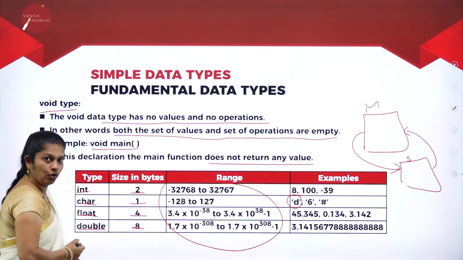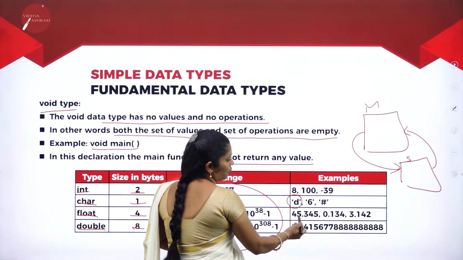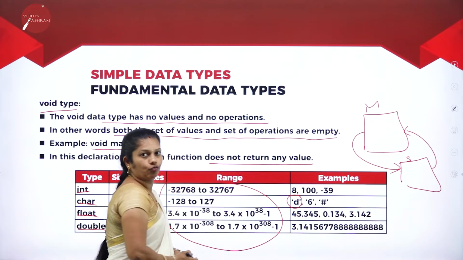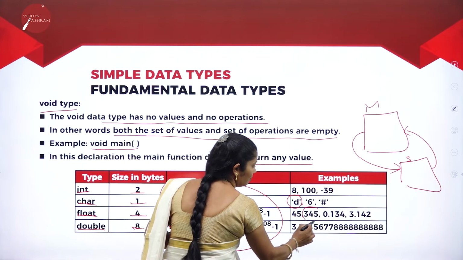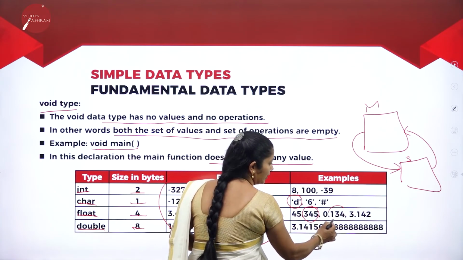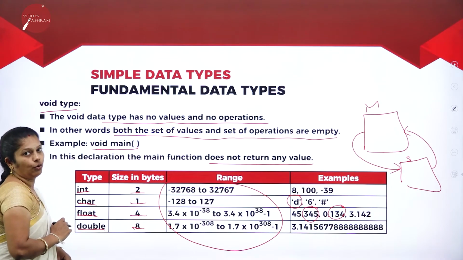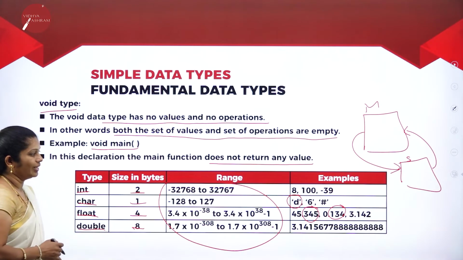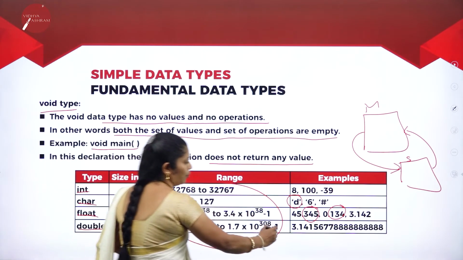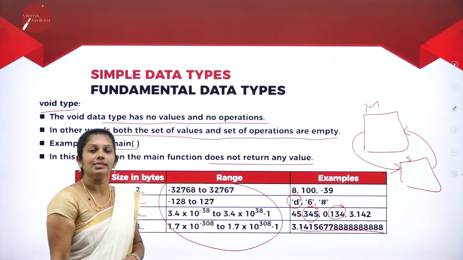But when we come to float, it contains the fractional part. Here if you observe, 45.345, after the point we have some values. That is float, for example, 0.134. After the point, if you have some values, then it can be called a float data type. And the next one, double. Here, after the point, if you have a large fractional part, then we can call it double.